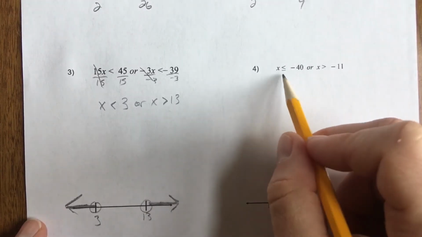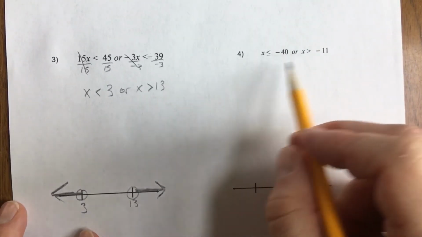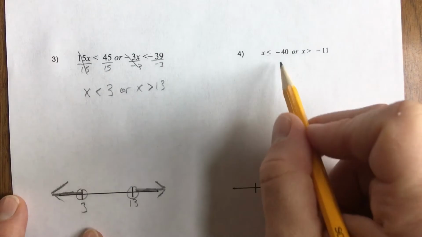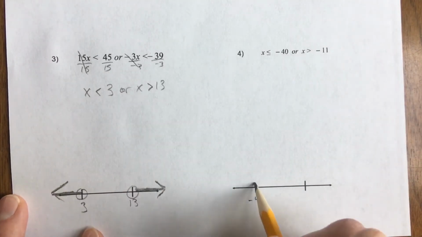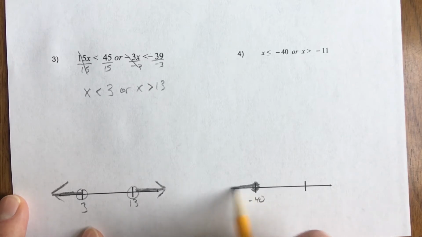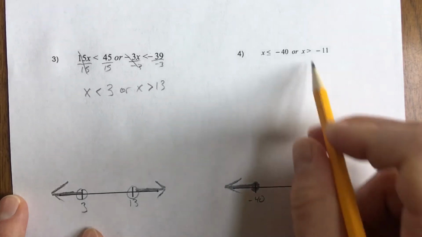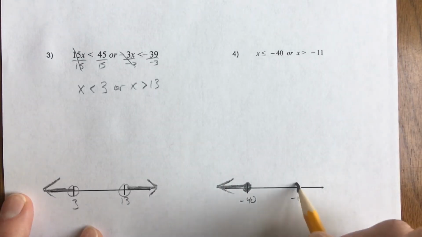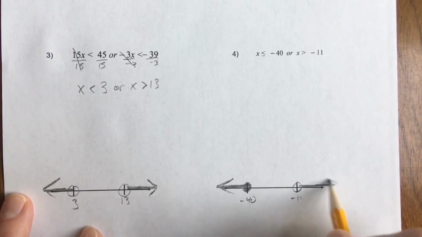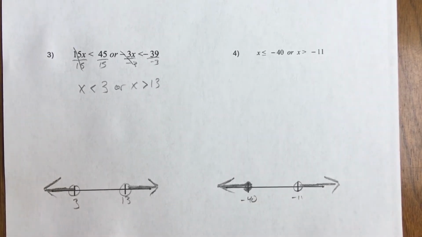Same idea here. Only this one you don't need to solve. You're just working it out. This is numbers less than or equal to negative 40, which are numbers this way. Or x is greater than negative 11, which just goes like that.